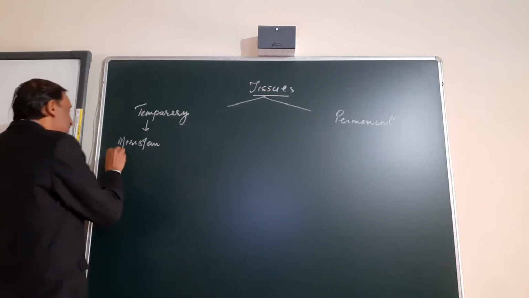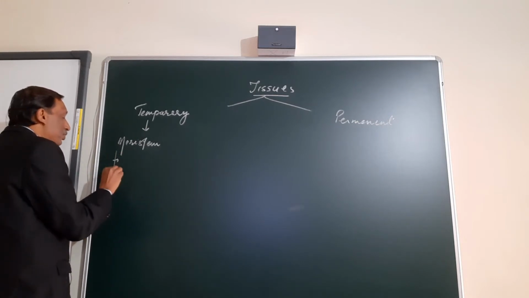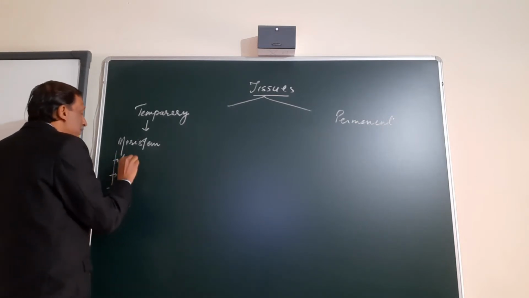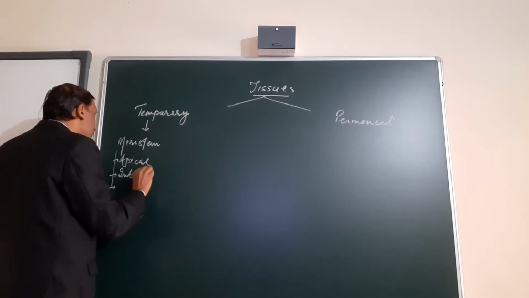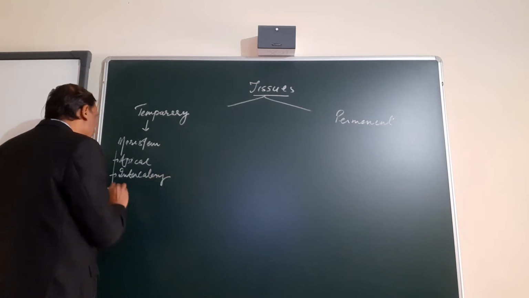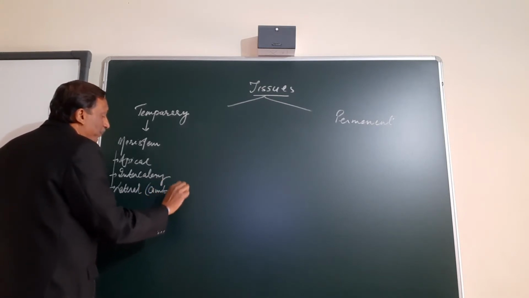And meristem itself, again on the basis of their origin, can be divided into three: apical meristem, intercalary meristem and lateral meristem, or you can also call them cambium.